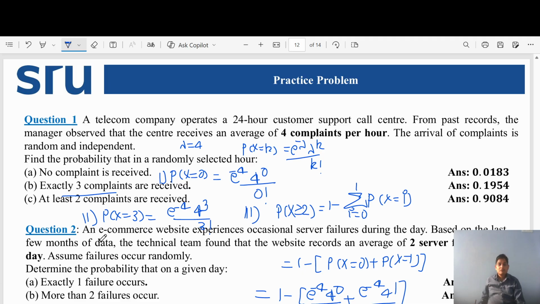Now we solve question second. An e-commerce website experiences occasional server failures during the day. Based on the last few months of data, the technical team found that the website records an average of 2 server failures. Average means lambda is 2. Determine exactly one failure, means P(X=1) is equal to e to the power minus 2, 2 to the power 1 upon 1 factorial. So this is the first part.